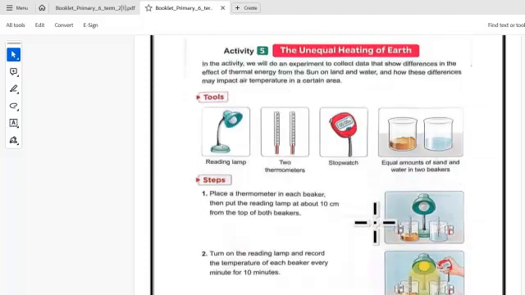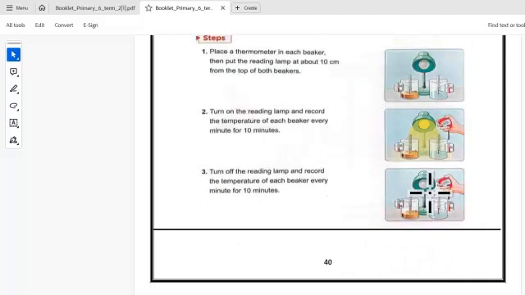Steps: place a thermometer in each beaker, then put a lamp about 10 centimeters from the top of both beakers. Turn on the reading lamp and record the temperature of each beaker every minute for 10 minutes. Then turn off the reading lamp and record the temperature of each beaker every minute for 10 minutes.